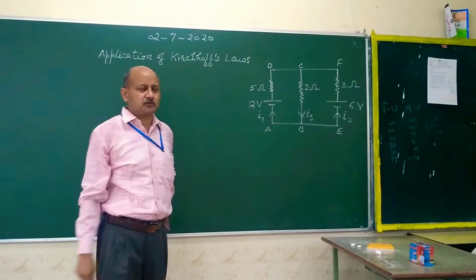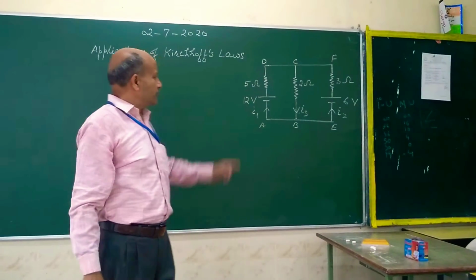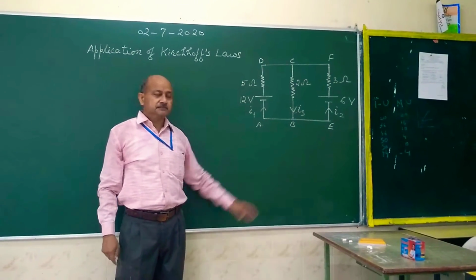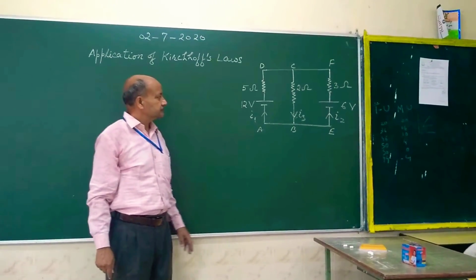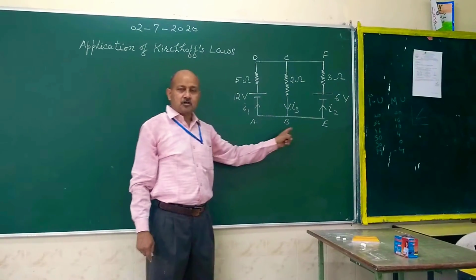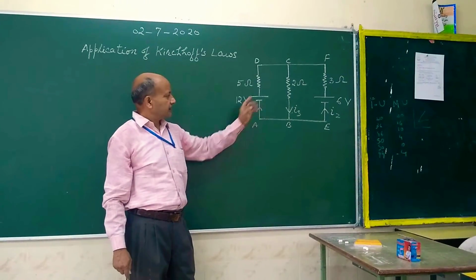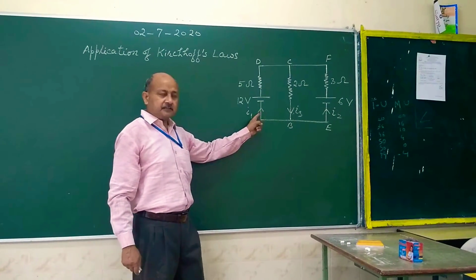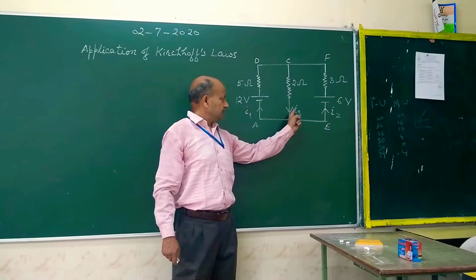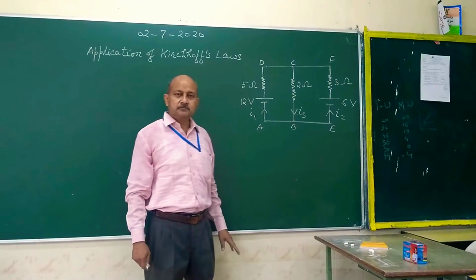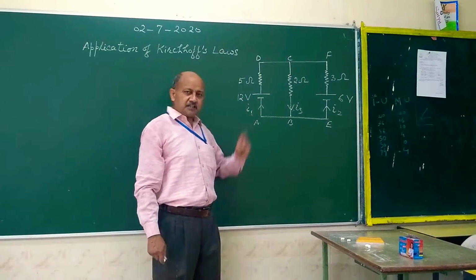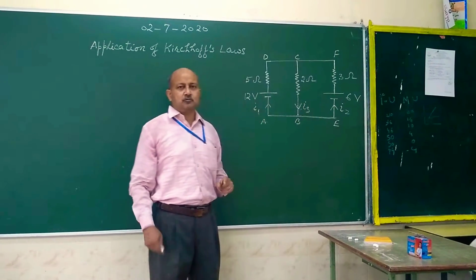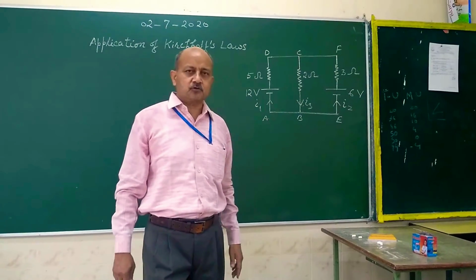How to apply Kirchhoff's laws. So this is a numerical. This is a board question. This is a network of resistances and the cells. In this branch the current is I1, in this branch the current is I3, in this branch the current is I2. The question is, we have to find values of I1, I2 and I3. Now how to apply Kirchhoff's rules to find the current?